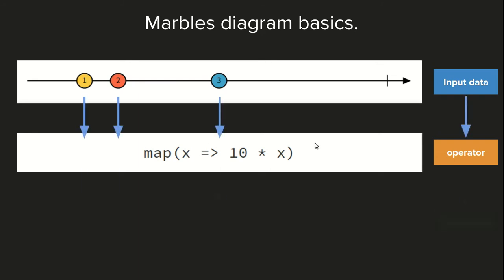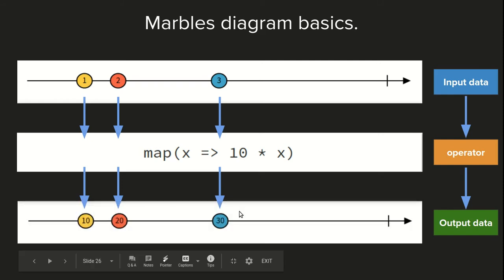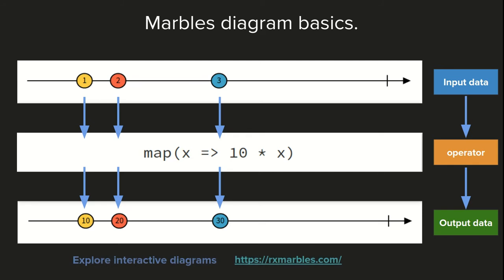When we map these values, there will be some output, right? This output will be represented as this stream of data. As you can see, 1 got converted to 10, 2 got converted to 20 and 3 got converted to 30. So that's it in the marble diagram. You have some input data, you have some operators, and by using that operator you modify the data and you receive your final output. To understand marble diagrams better, there is one website called rxmarbles.com.